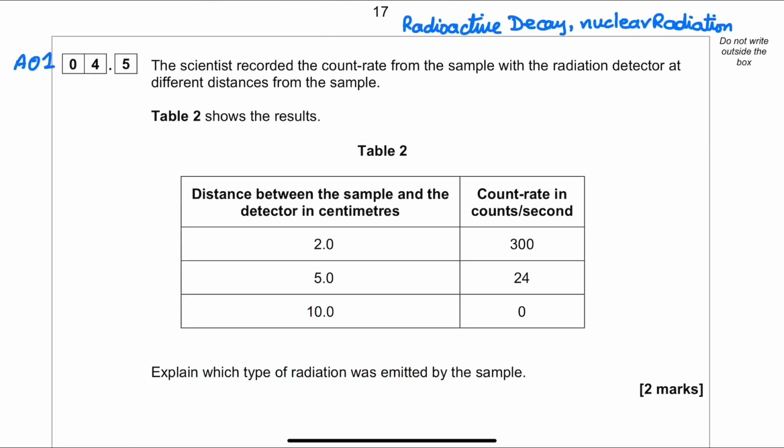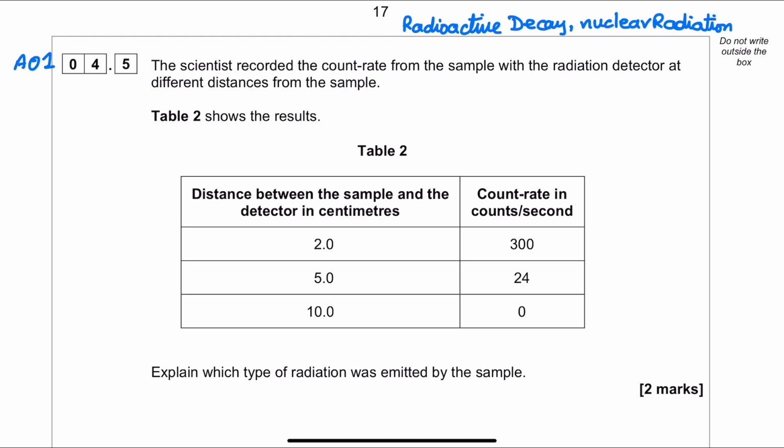4.5 is an AO1 question, and it is from radioactive decay and nuclear radiation. The scientist recorded the count rate from the sample with the radiation detector at different distances from the sample. Table number 2 is shown, in which the distance is given in centimeters and the count rate is given in counts per second. Explain which type of radiation was emitted by the sample.